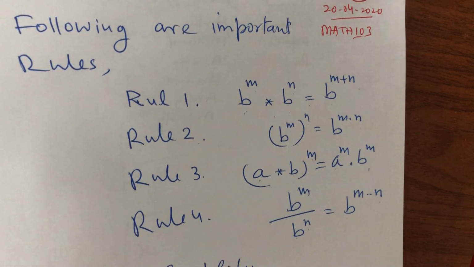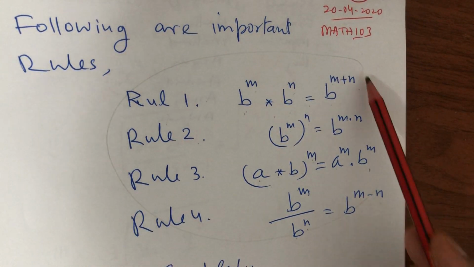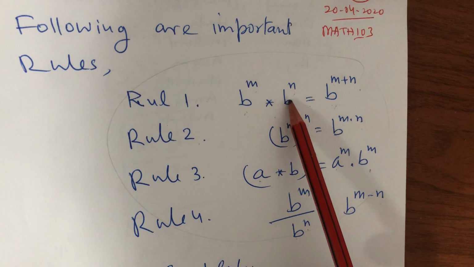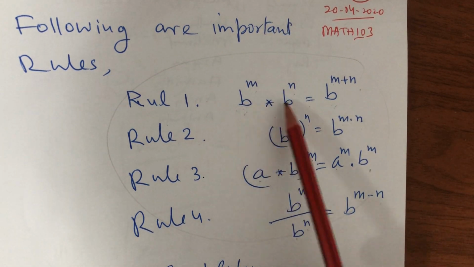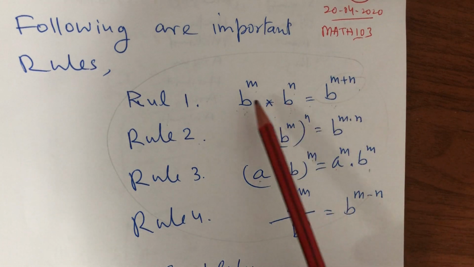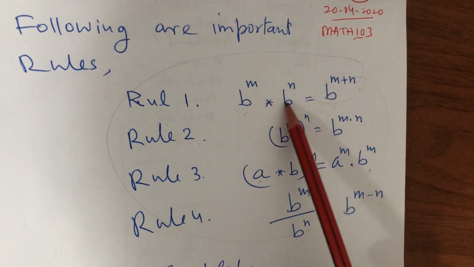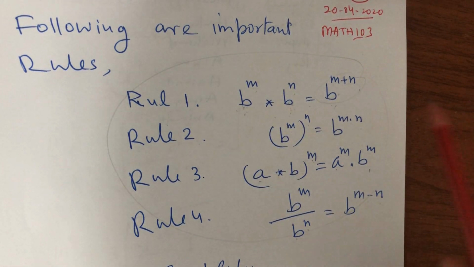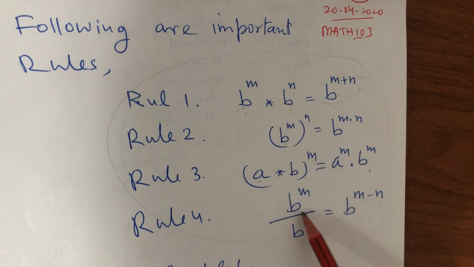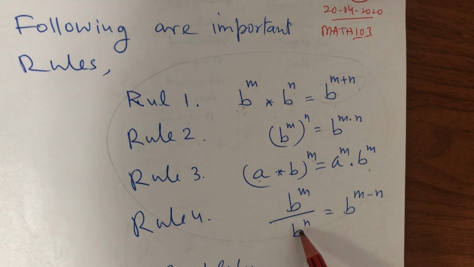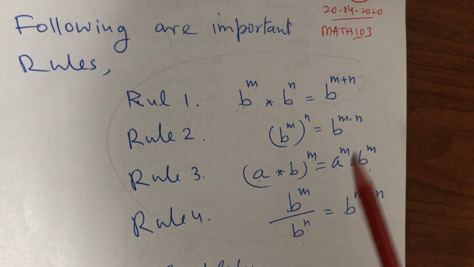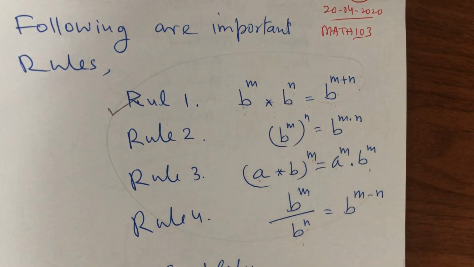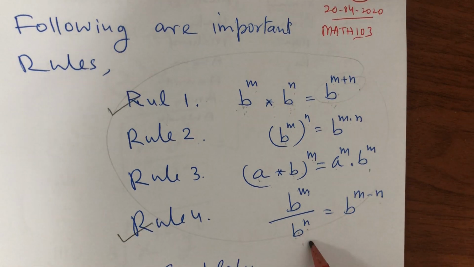One thing you must remember about these rules: they are defined only if the bases are the same. If the base is not the same, the rule will not work. These powers will be added only if the base is the same. Here b, here b. If here b, here c, this rule will not work. But here the base is the same, b over b. When the bases are the same, then only rule number 1 will work, and rule number 4 will work if the base is the same.